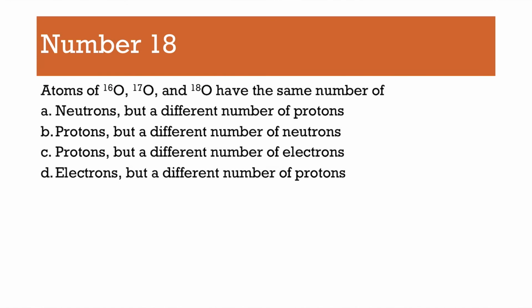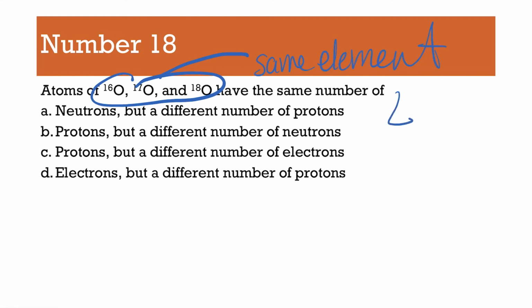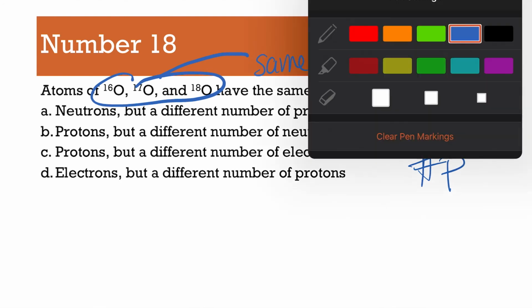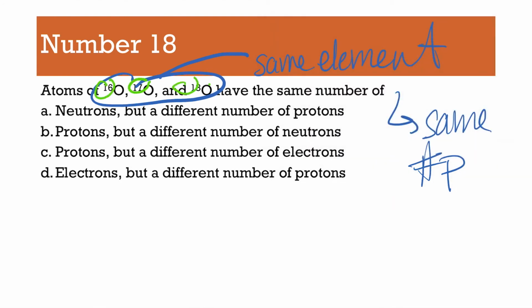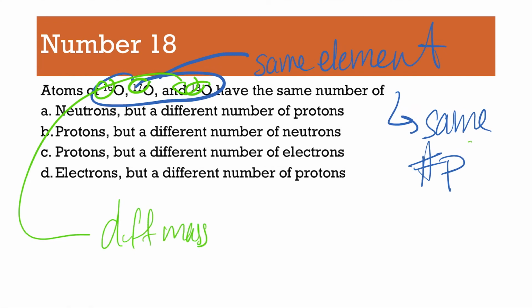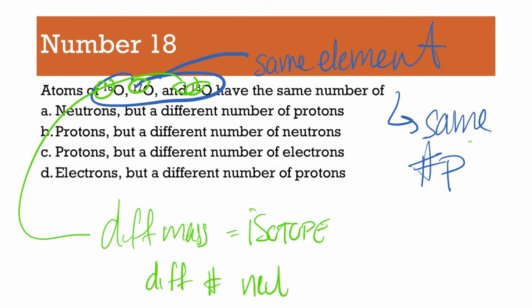Okay. Number 18 says atoms of O16, O17, and O18 have the same number of. So these are all the same element. And if you're the same element, you have the same number of protons. But the thing that's different is, you have a different mass, but you're the same element. So that means you are an isotope because you have a different number of neutrons.